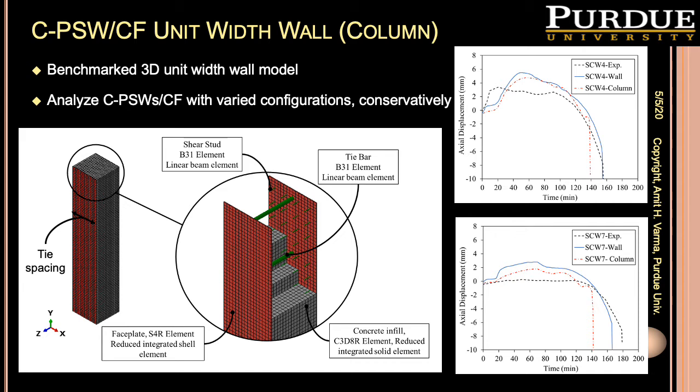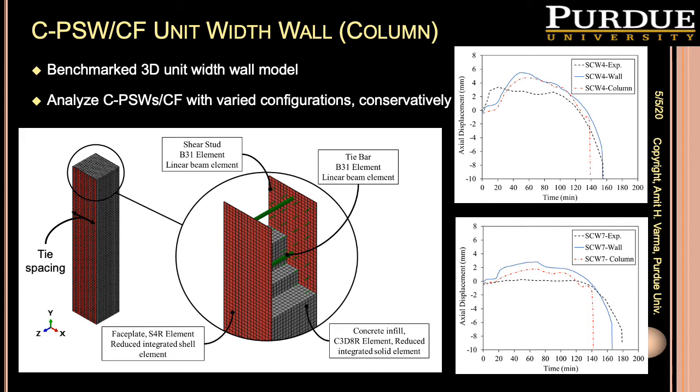The axial displacements of the unit width wall models are compared with the modeled walls with whole section, and also the experimental data, in the figures on the right. The unit width wall models gave comparable results to the wall models and the experimental results. The failure time for unit width models is lower than those for experimental data and wall section models.